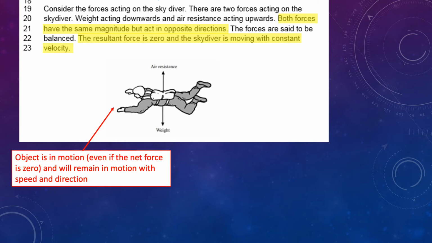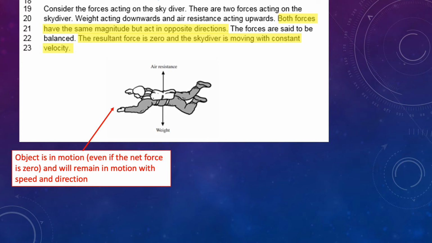So it says that the object is in motion even if the net force is 0 and will remain in motion with the same speed and direction. The only difference here is that this skydiver, if both those forces are the same, he's not going to accelerate.